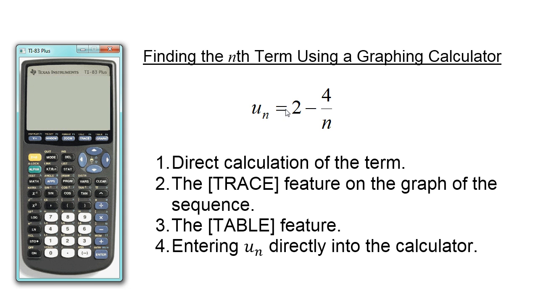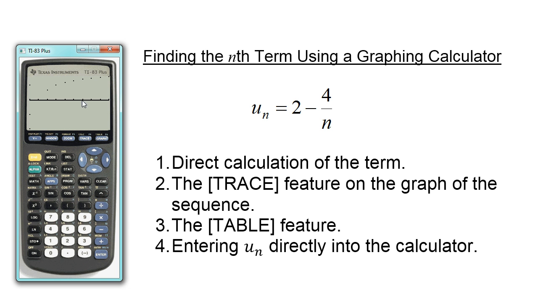Now, let's say we're going to find the fifth term, u sub 5. I can calculate it directly, saying 2 minus 4 divided by 5, and I get 1.2. I can also use the trace feature. Now I've got this in my y equals screen, so I should be able to graph it. If I click on graph, it gives me the picture. Now I'm going to do zoom fit to give me a little bit better picture, hopefully. There you go.